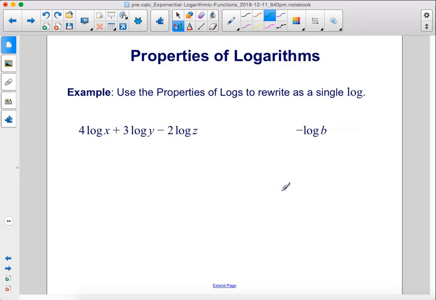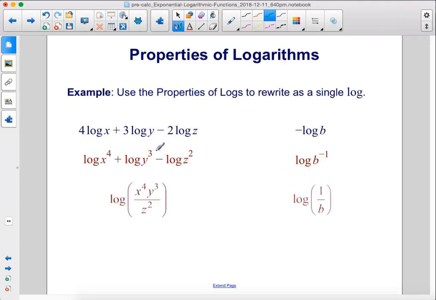Use the properties of logs to rewrite as a single log. Alright, so the first thing we're going to do is make all of these coefficients into exponents. So they all go up top like that. Now we have an addition and a subtraction. So the subtraction will create this fraction here, where this goes on the bottom, the denominator, and the x to the fourth times y to the third will end up in the numerator.